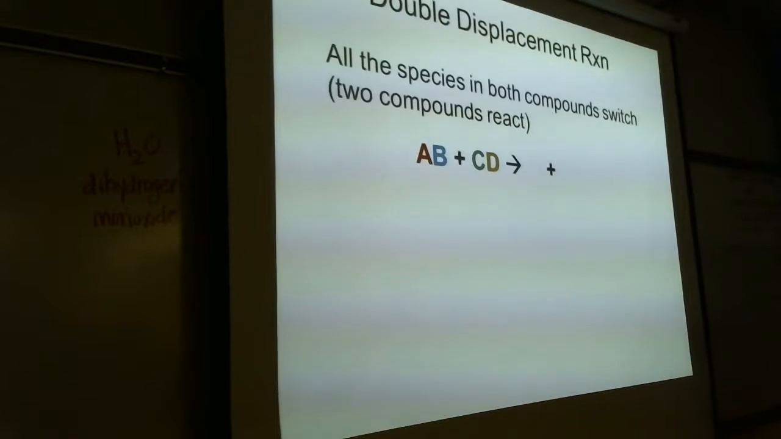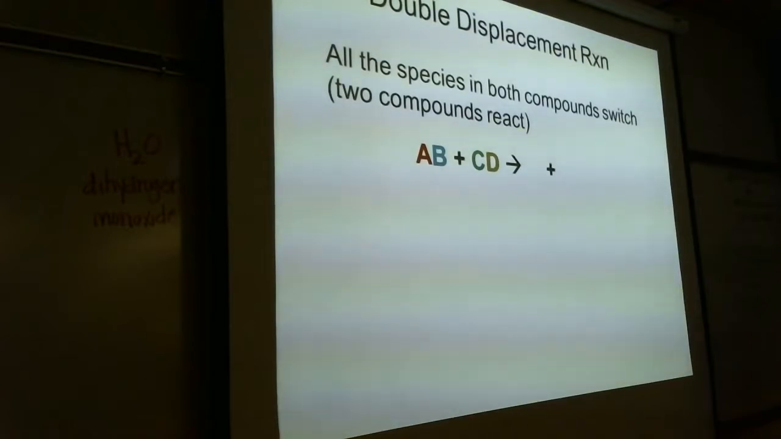Now, double displacement is when 2 compounds are reacting, okay, and everybody gets mixed together. So A, who's A going to be paired with? Is A going to be paired with C or D? Why is AC not possible? Because A and C are both cations, right? So that wouldn't be a compound. That wouldn't work, right? So A and D are going to be together.